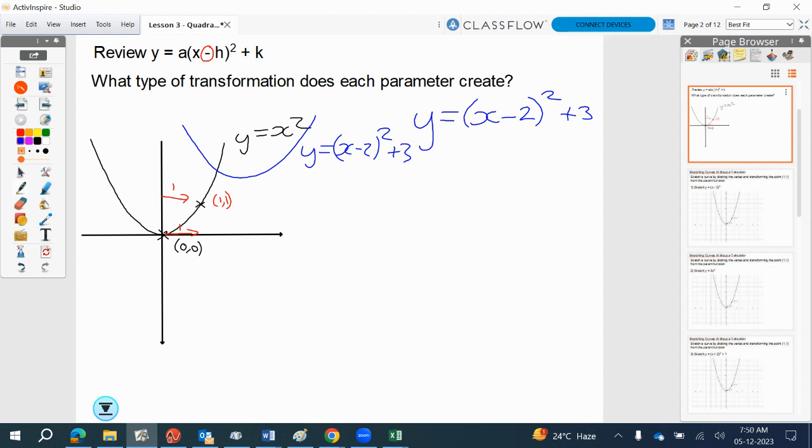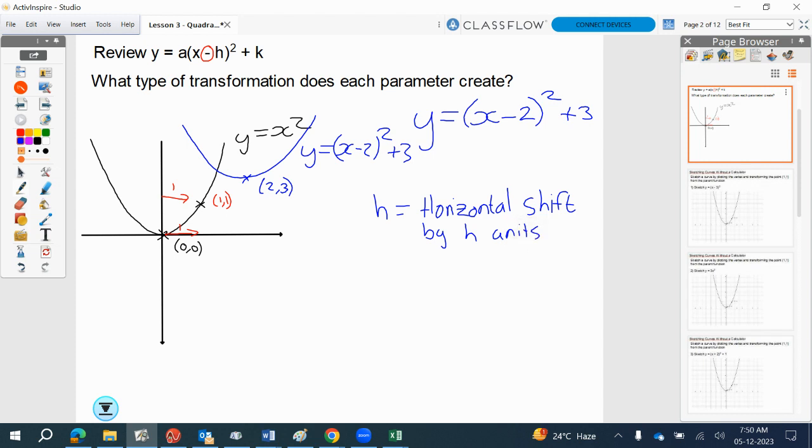Now it's going to move by the vertex, this point. This point moves to exactly 2, 3. The vertex is going to go from 0, 0 to 2, 3. The whole function is going to go across and up like this one. And it's given by these two parameters, these called transformations. So h gives us a horizontal shift by h units.